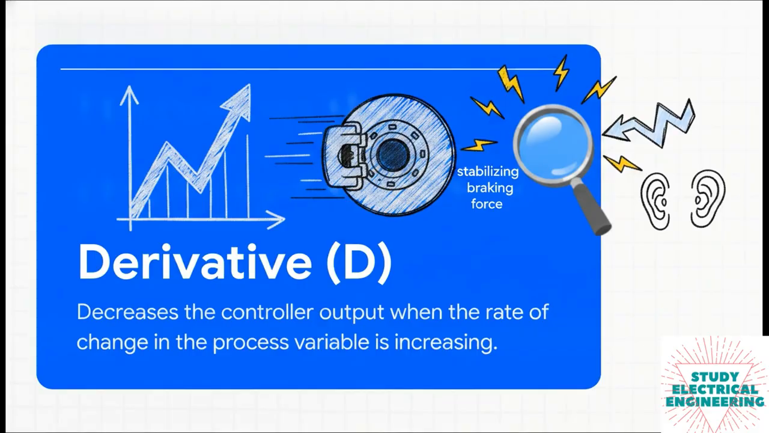Finally, we add the derivative term, or D. This is our predictor for the future. The D term looks at exactly how fast the error is changing. If we're rushing toward our target way too fast, the derivative term acts as a stabilizing braking force. It decreases the output to prevent a massive overshoot. It's incredibly useful for fast-moving systems, but you gotta be careful. Because it looks at the rate of change, it is highly sensitive to any electrical noise coming from your sensors.